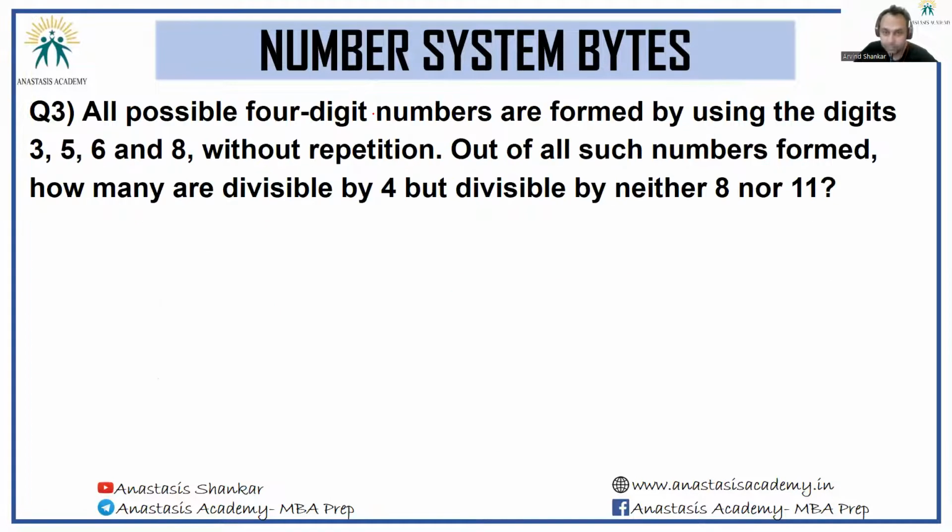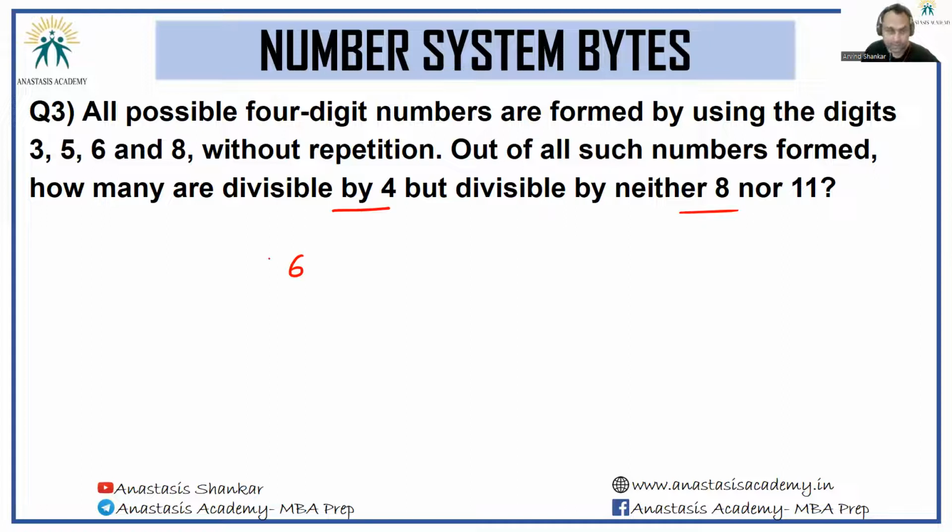Okay. The next question. All possible 4-digit numbers are formed by using the digits 3, 5, 6, 8 without repetition. Out of all such numbers formed, how many numbers are divisible by 4 but divisible by neither 8 nor 11? So we want numbers that are divisible by 4 but not by 8. If the number is divisible by 4, can I say the unit digit has to be even? First, let me ensure it is divisible by 4.